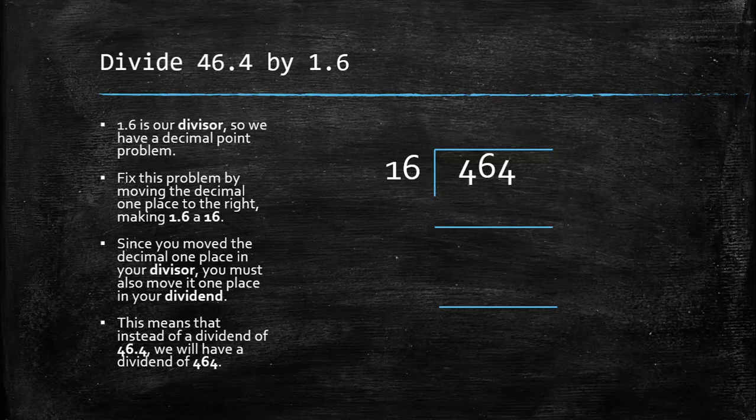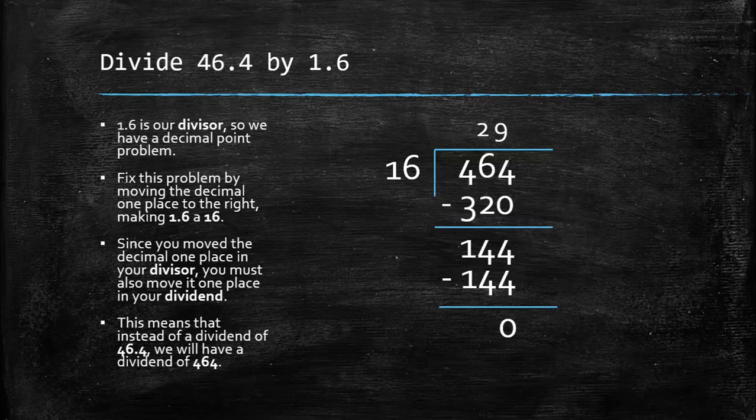And from here we just do our algorithm. 16 will go into 46 two times. That gives us 32. We're actually subtracting 320 because that 2 is in the tens place. So that leaves us with 144. And 16 goes into 144 9 times. A way to kind of estimate that is that 16 would go into 160 10 times, and we're not much below that. So 16 goes into 144 9 times. It goes in there exactly 9 times, so we're left with a 0 remainder, and we're done.